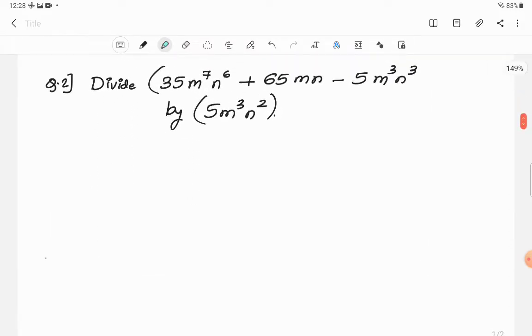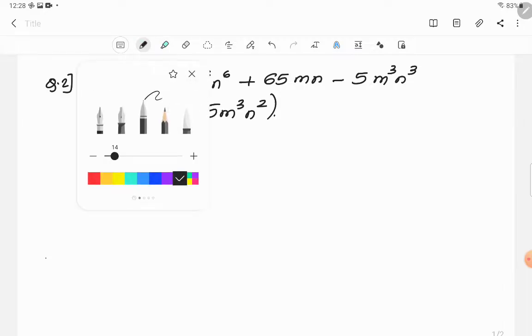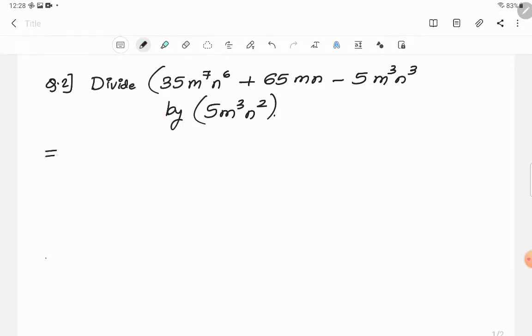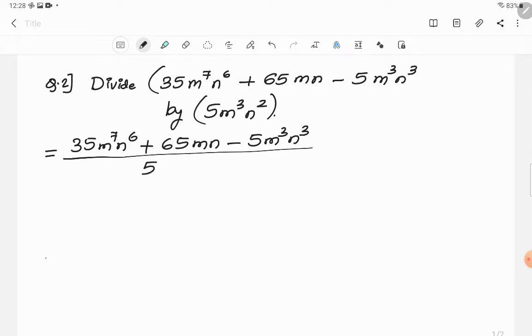Divide, that's the second question for you. Divide, that's a division operation. So divide this polynomial by the monomial. So what do we do? The first step, we are writing E is equal to 35 m to the power 7 n to the power 6 plus 65 mn minus 5 m cube n cube, divided entirely by 5 m cube n square.